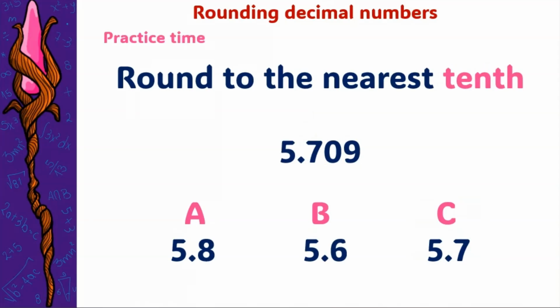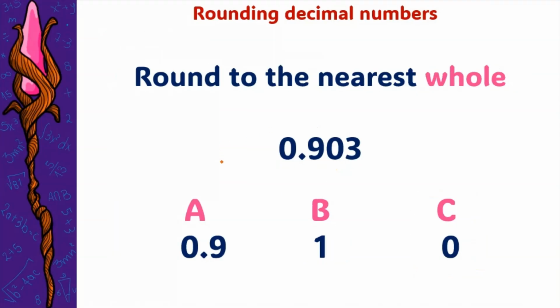Round to the nearest tenth. And the answer is C. This is the position of the tenths. The next one is a 0, so it keeps it down, 5.7. The last one, round to the nearest whole. The answer is B. The whole is 0, but the next one is 9, is bigger than 5, then it makes it go up to 1.